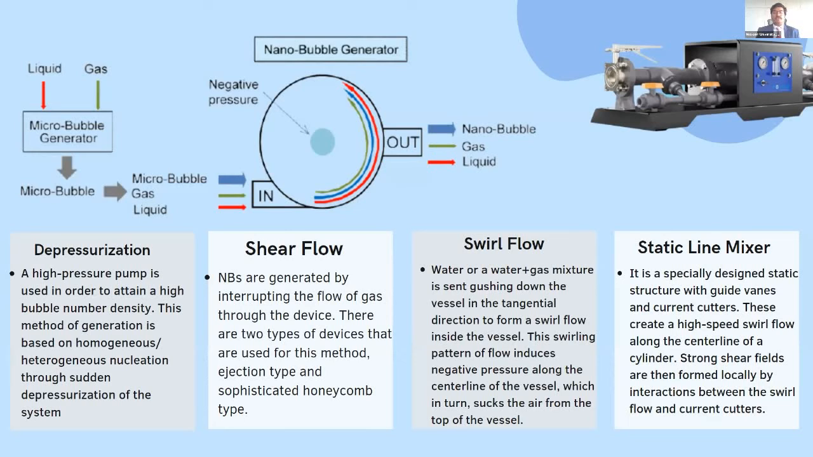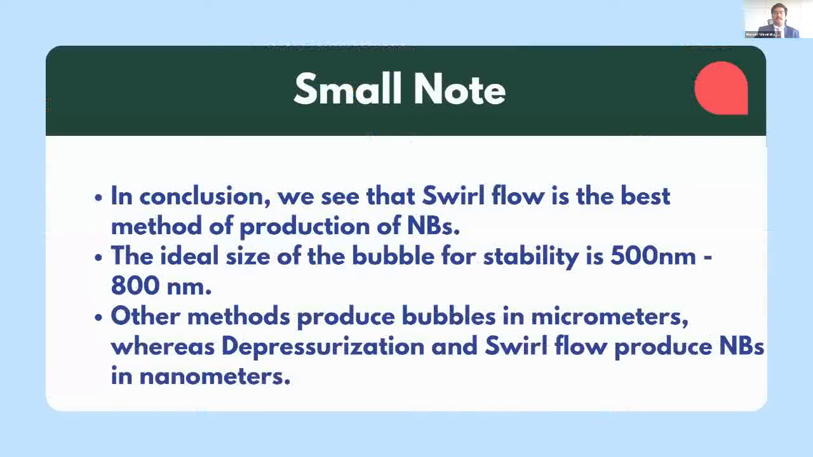During our research, we found out that the swirl flow method of generation produces optimal results during its use. Let us further discuss the swirl flow method of generation. Water or a water plus gas mixture is sent gushing down the vessel in the tangential direction to form a swirl flow inside the vessel. This swirling pattern of flow induces negative pressure along the center line of the vessel, which in turn sucks the air from the top of the vessel.